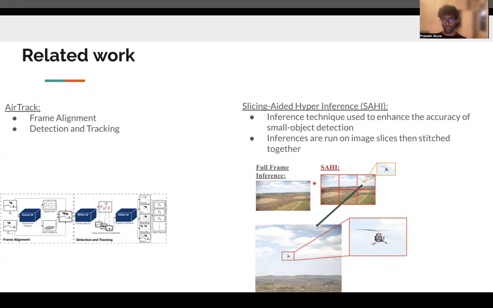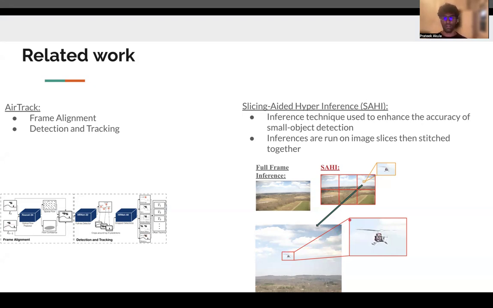In contrast, SAHI will split it up into different slices and then treat each slice as its own full frame inference. Because of that, as we can see here, it takes this slice and expands it to a full frame, and then we run inference on that. And through this process, it is evidently much easier to spot the aircraft and detect it.